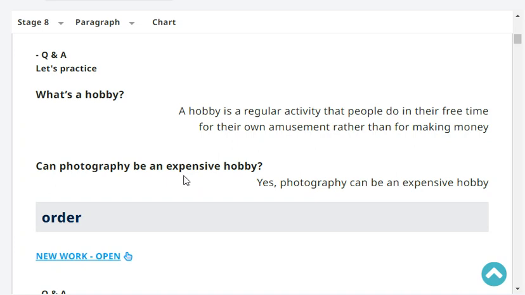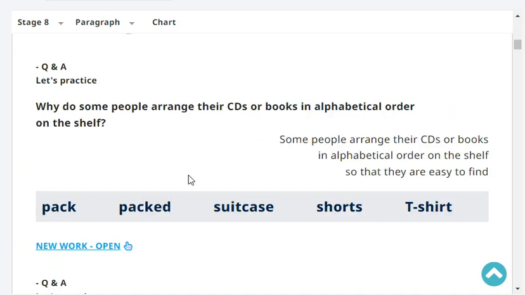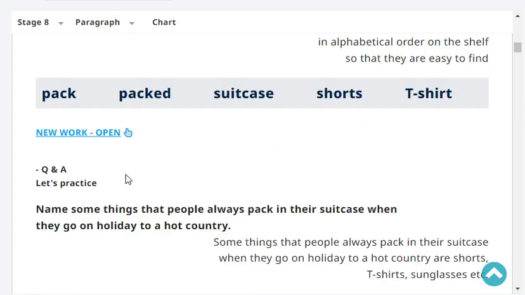Very good. Why do some people arrange their CDs or books in alphabetical order on the shelf? Some people arrange their CDs or books in alphabetical order on their shelf so that they are easy to find. Very good.